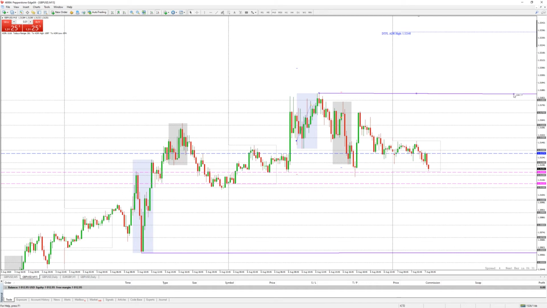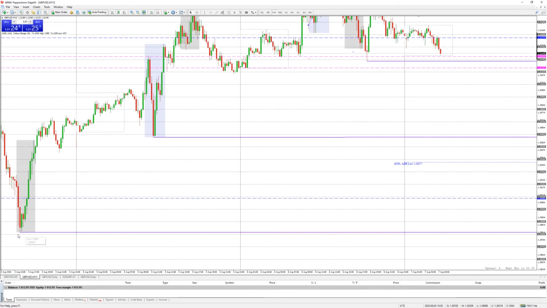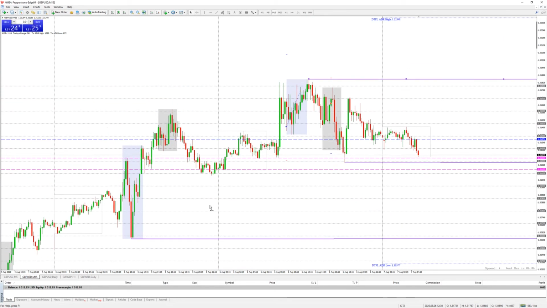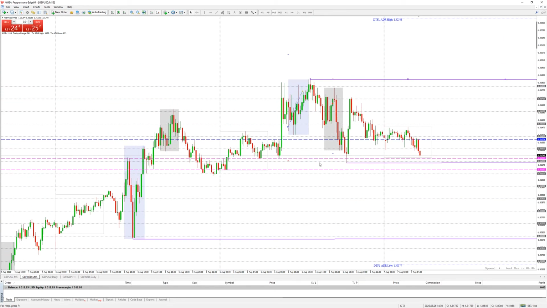We'll put in this level as well, but it's pretty close to this one, but never mind, we'll put in this level. I wouldn't say this is a very nice level. I think we may get a little bit of a test around this zone. So these levels are still valid. You may still get some reaction there.